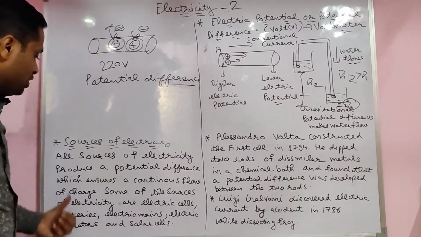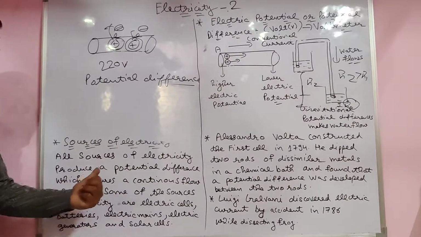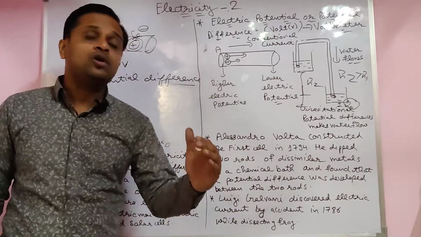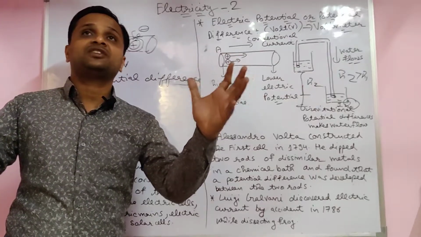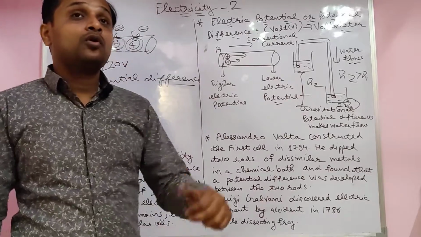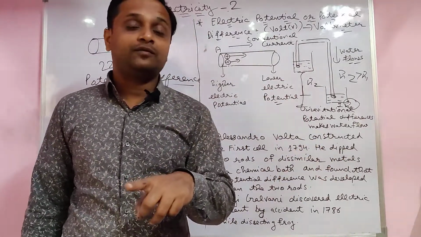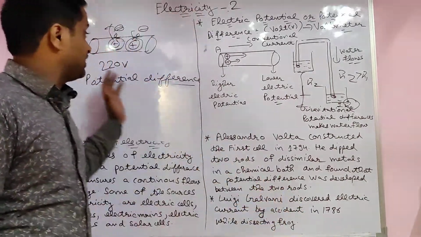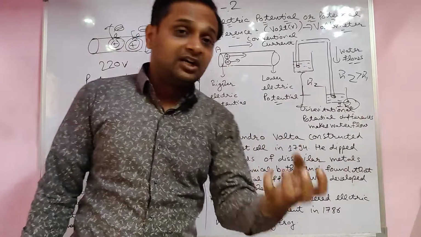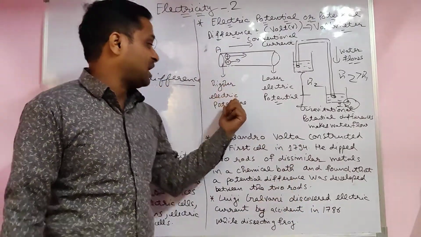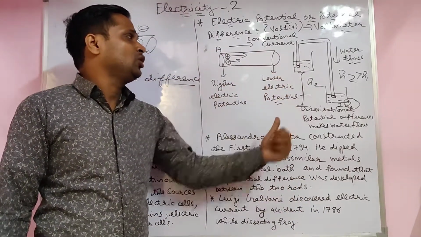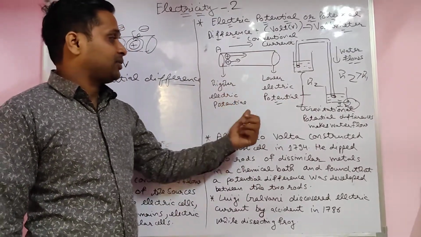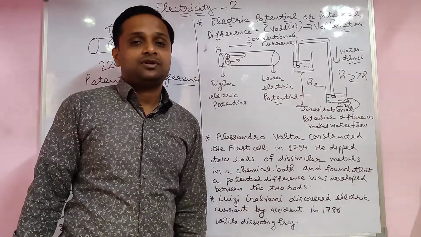Very important part. All sources of electricity produce the potential difference, which ensures the continuous flow of charge. The charge only flows when a difference between two charges is there. Same, you know, heat flows from hot end to cold end. A temperature difference is there. If a charge difference is there, conventional current always flows from higher electric potential to lower electric potential.